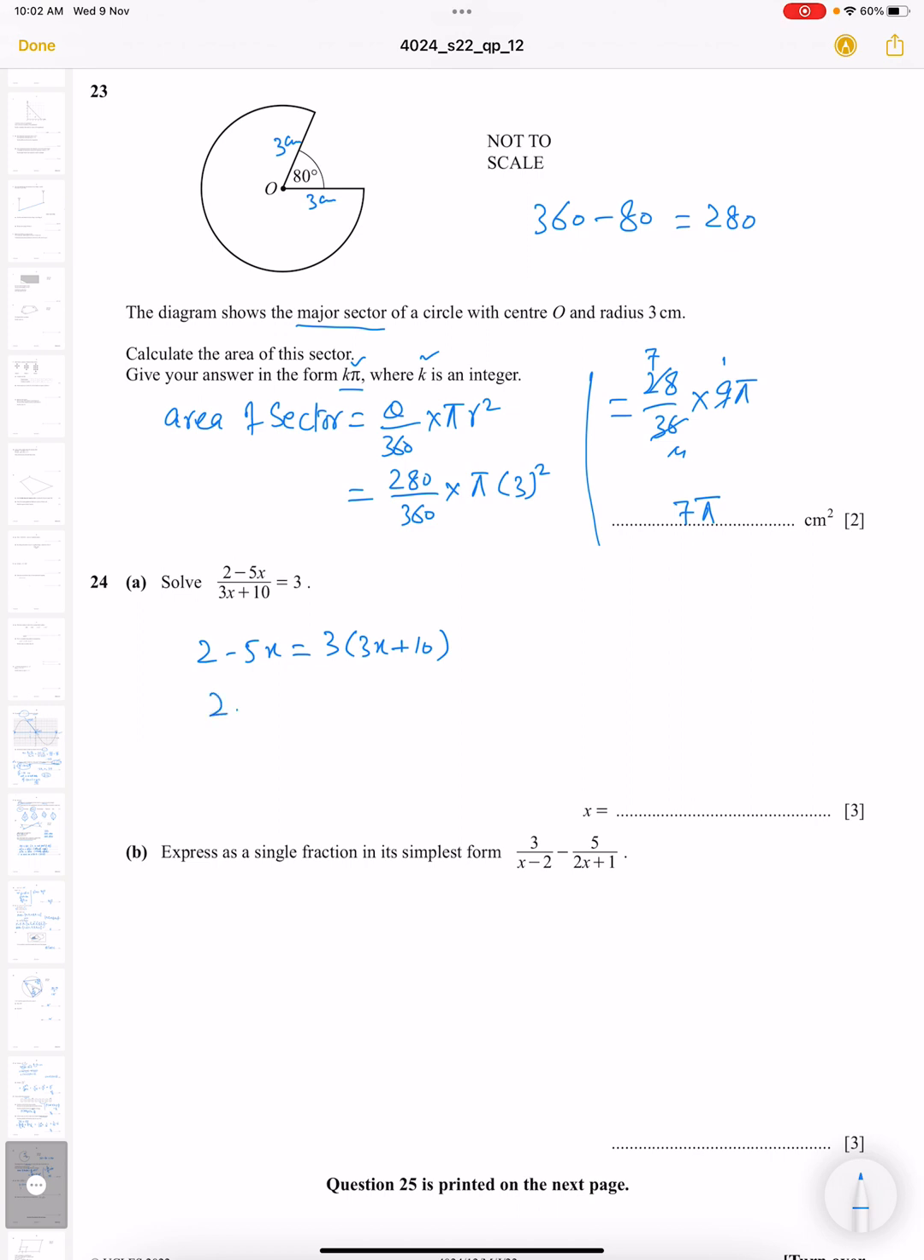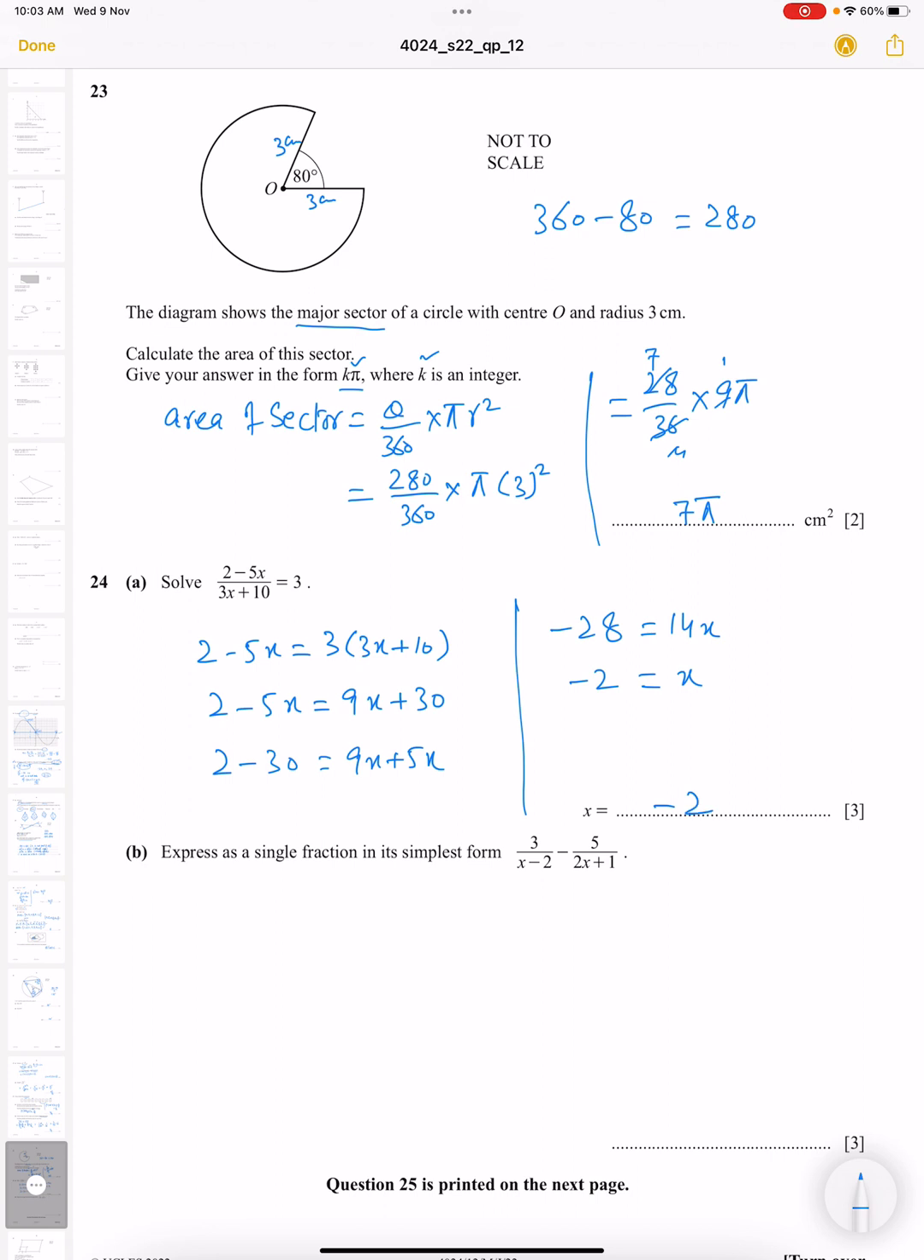It will become 2 minus 5x is equal to 9x plus 30. Further, if you shift the terms, 2 minus 30 is equal to 9x plus 5x. So we have negative 28 is equal to 14x. Divide by 14, you get x is equal to minus 2. Negative 2 is the value of x.